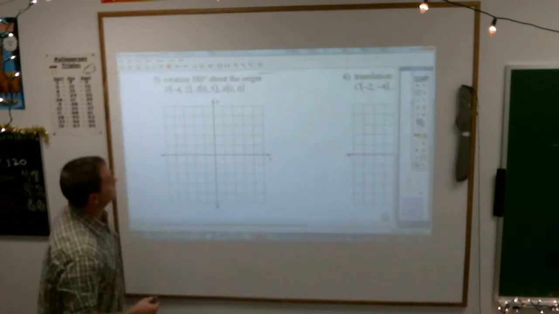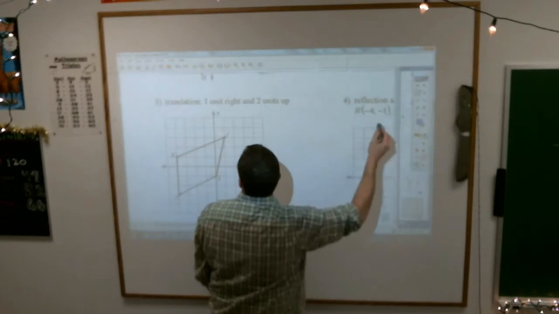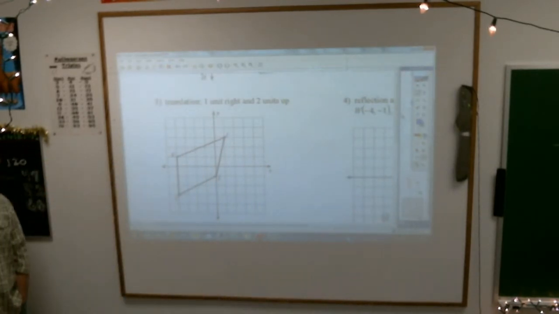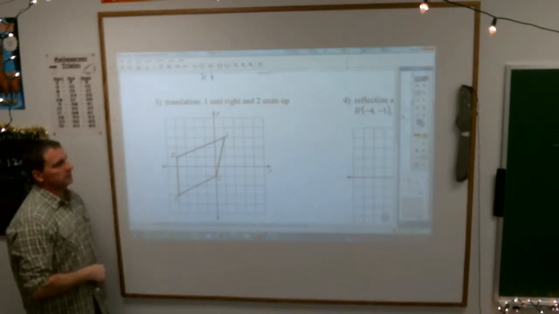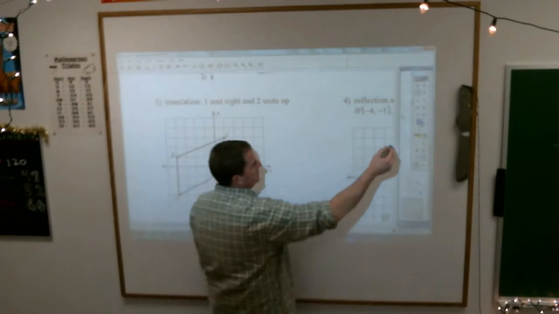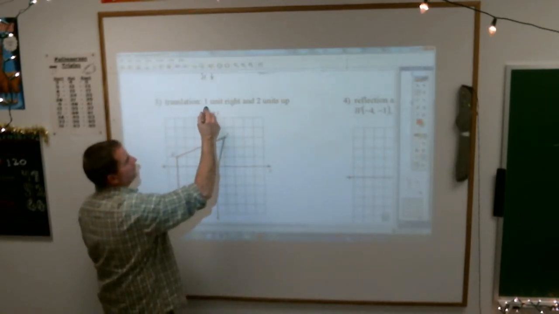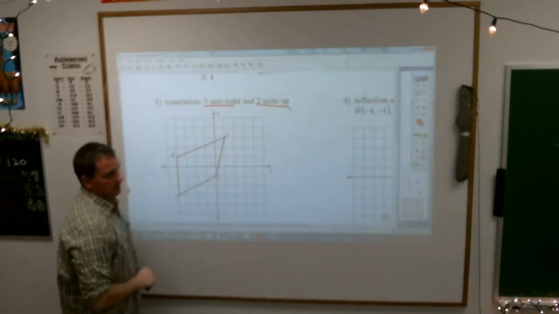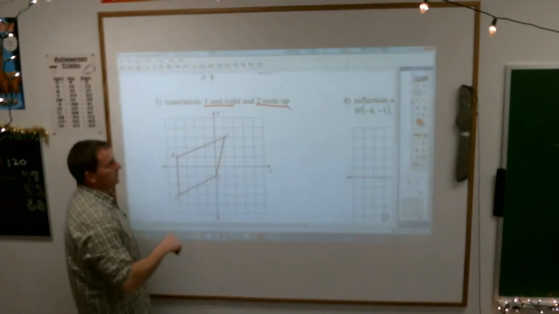Problem number 3, which that's not. Translations are probably the easiest ones to do. Rotations are the hardest. Reflections are second easiest. Translations just give you the directions in what you do. You just go from every point 1 unit right and 2 units up. Okay? And it doesn't matter the order you do, you can go one first or the other first, doesn't matter.